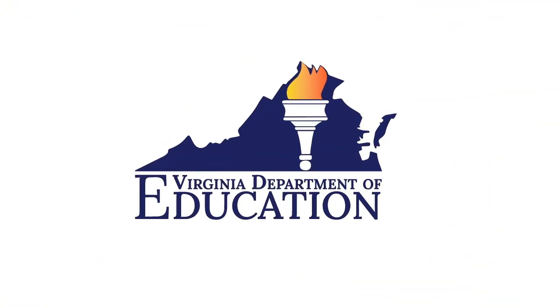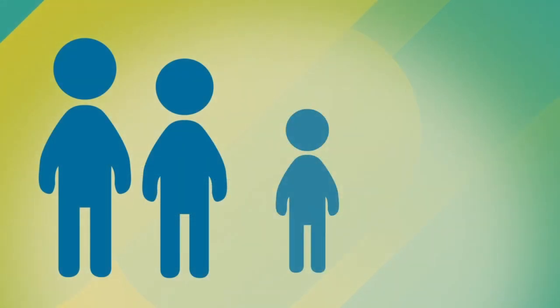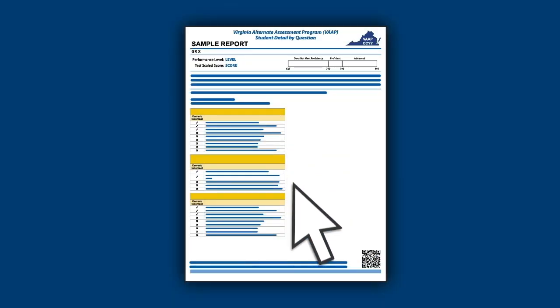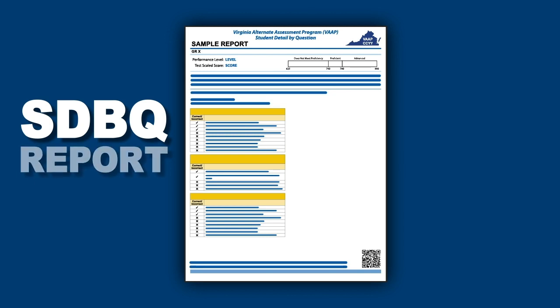VDOE is committed to providing parents and students with reports that not only describe current student performance, but that can also inform future learning opportunities. An example of this type of report is the Student Detail by Question, or SDBQ report. Download your child's SDBQ report for each VAAP test to see individualized performance information.